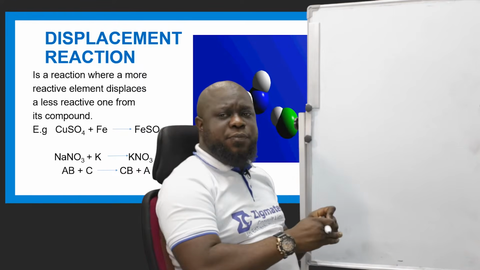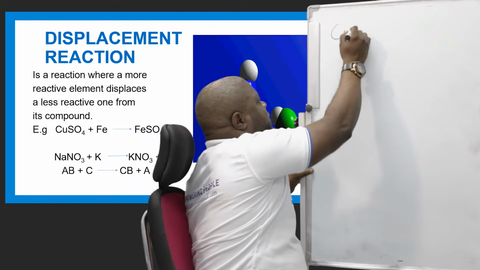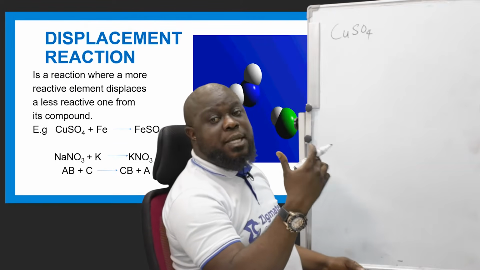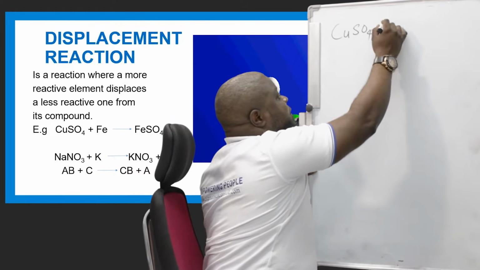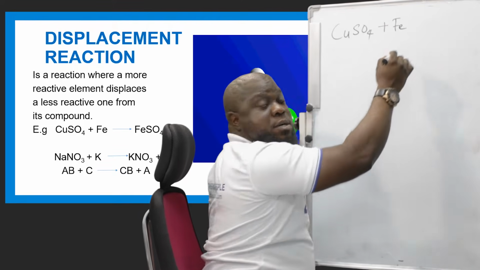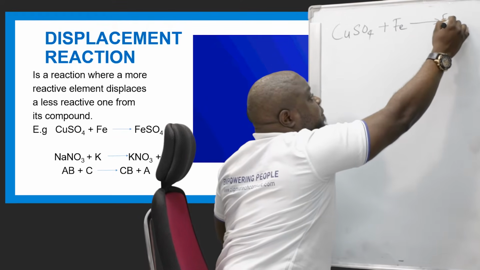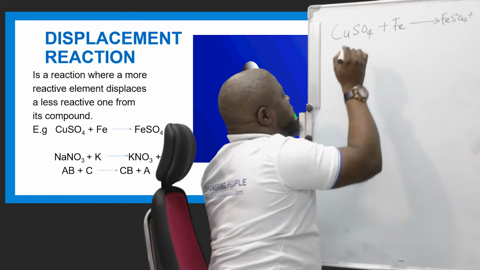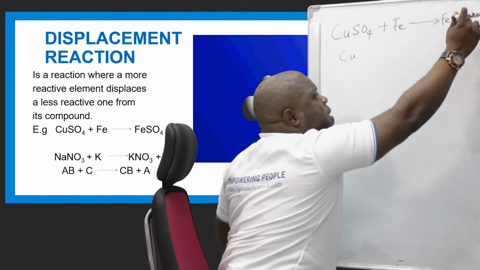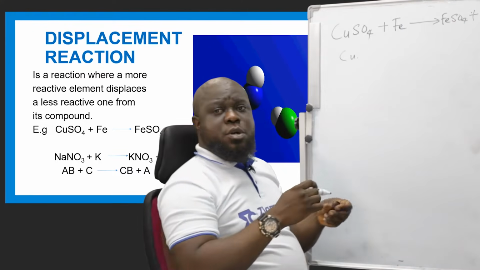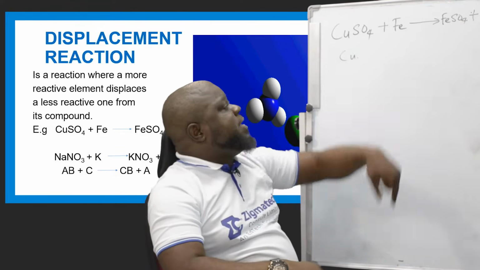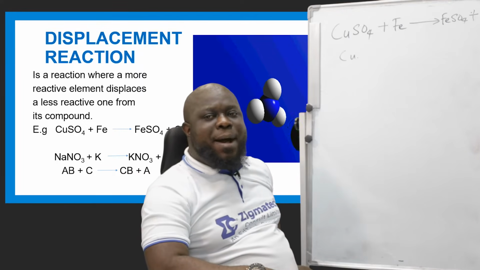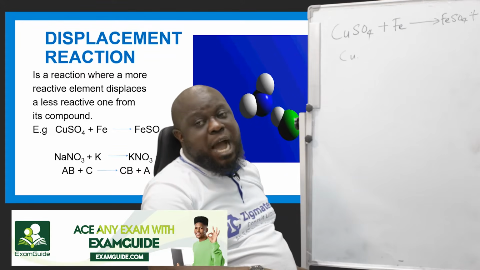Now, we have copper sulfate, CuSO4. Iron plus copper sulfate gives you FeSO4 plus Cu. Now, when you check this particular reaction, you'll see that the copper has been displaced. Why? Because the copper is less reactive than the iron.